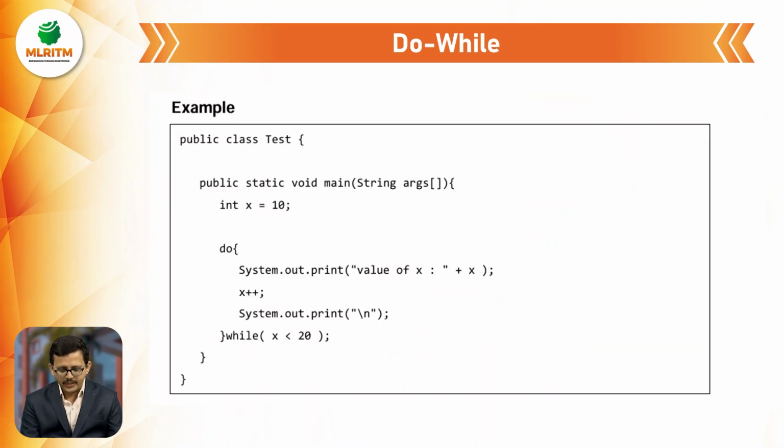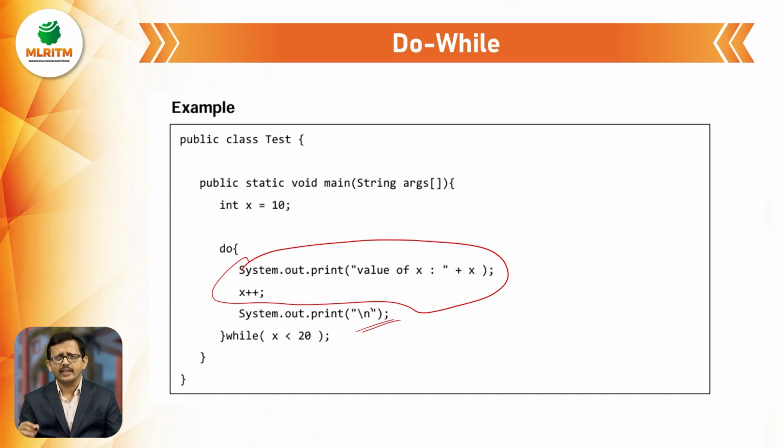As an example, you can see here public static void main, x is equal to 10. What is the statement body we have written here? System.out.println value of x plus x, and slash n, that is just your new line character. After one output, you are going to get a new line. So the body prints the x value and increments the x value. What is the condition here? While x less than 20.